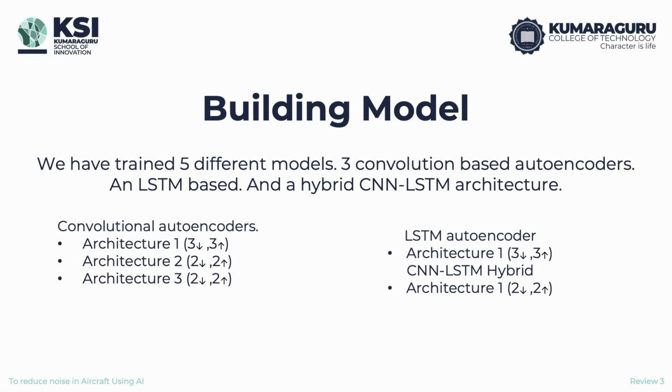Hi all, this is Siddharth, and as Praveen explained, we converted the audio clippings into Mel spectrograms using short-term Fourier transforms, and we had initially planned to use convolution-based autoencoders. So we trained three different convolution-based autoencoder architectures. One of the three had three upsampling and three downsampling layers, and the other two had two each.